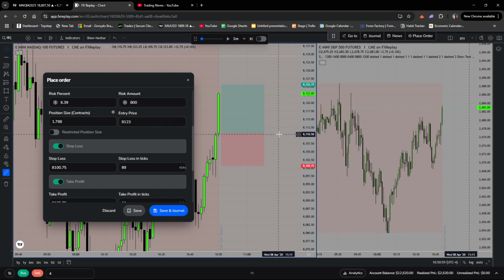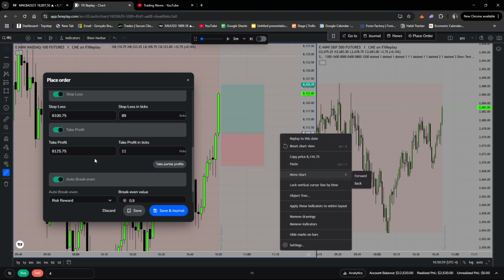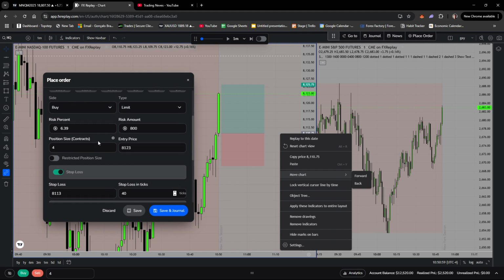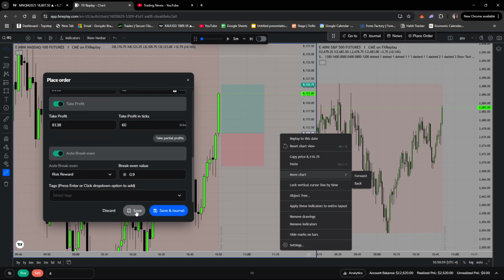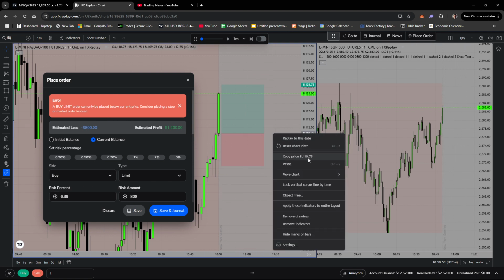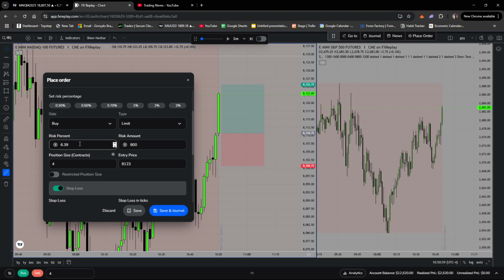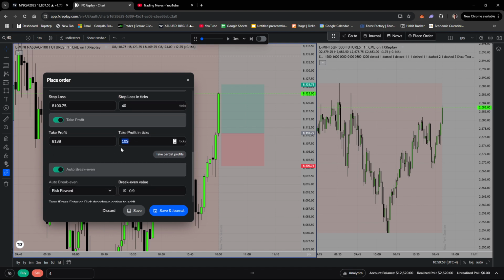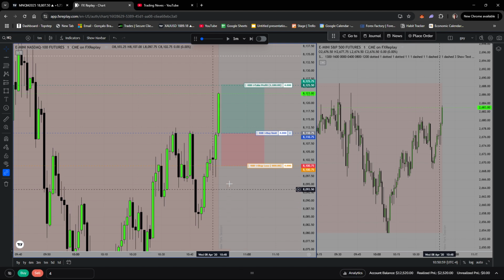What's gone wrong here? Okay. The take profit in ticks should be 60 ticks now. Stop loss in ticks 40. Don't know why that's just randomly gone. There we go. The buy limit must only be placed beneath price. Okay. There we go. Now what went wrong then? There we go.